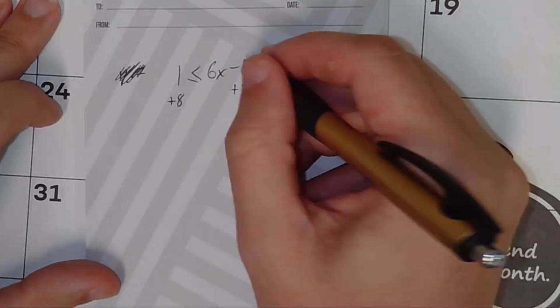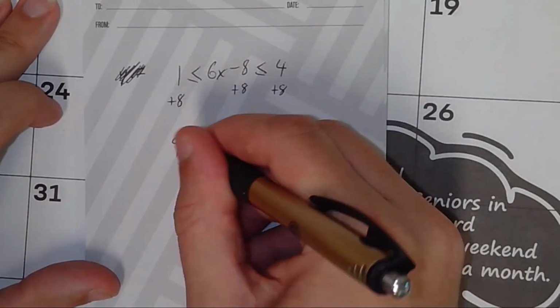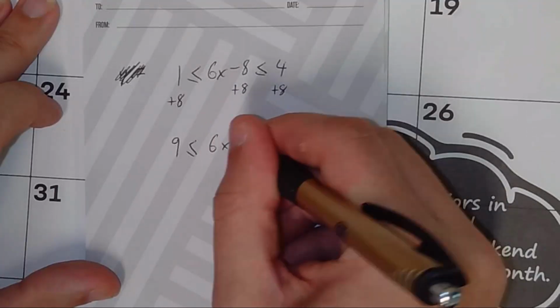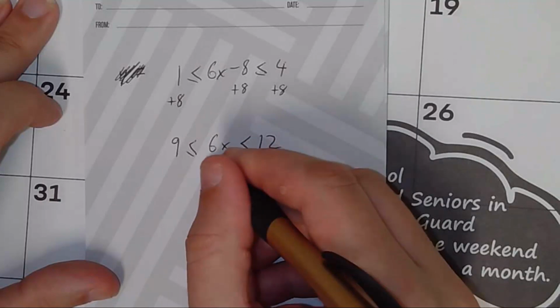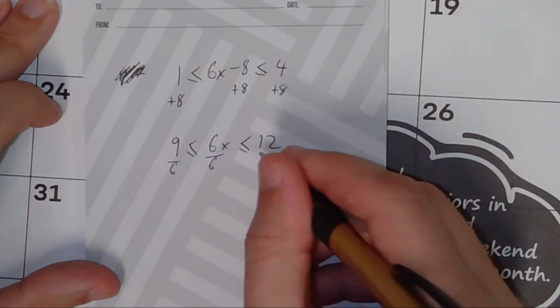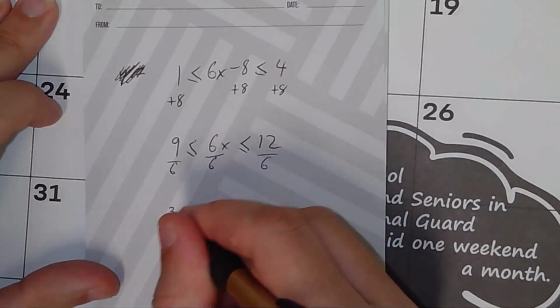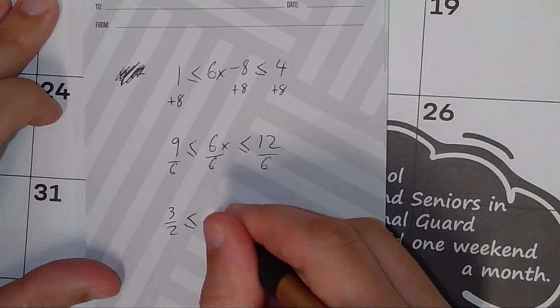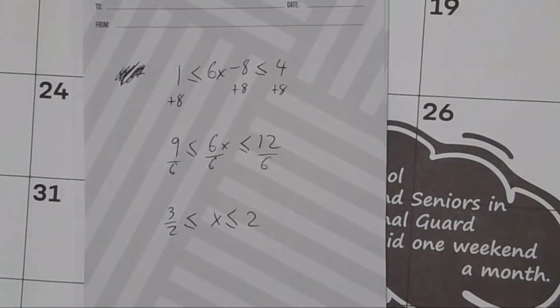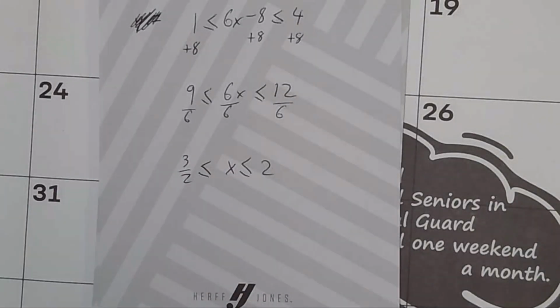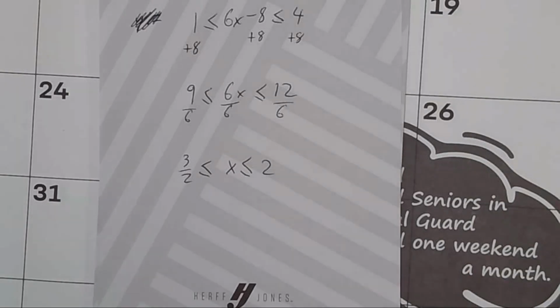Notice that that's going to give me 9 less than or equal to 6x less than or equal to 12. Now I can divide everything by 6. Divide everything by 6. I'll get 3/2 on the left less than or equal to x less than or equal to 2. Now, if we work this the way that we did maybe in class, what you would notice is that you get 2 different statements, that x is greater than or equal to 3/2 and then x is less than or equal to 2.